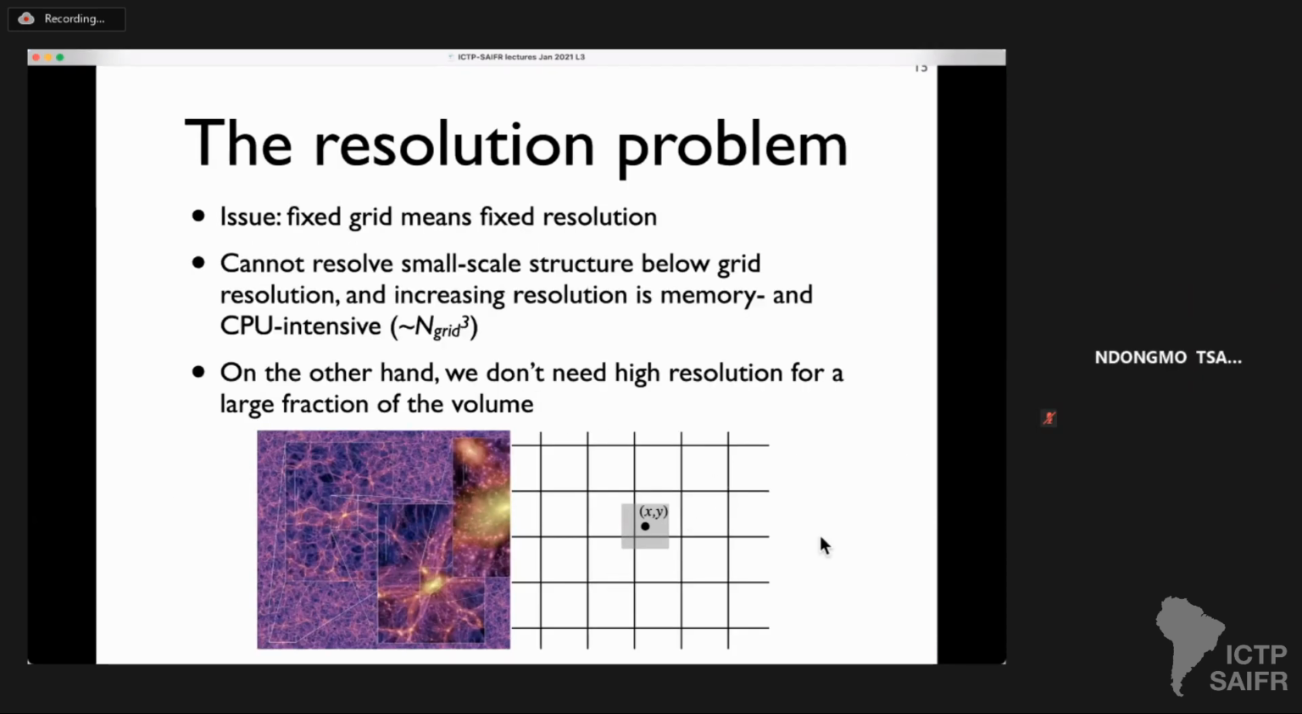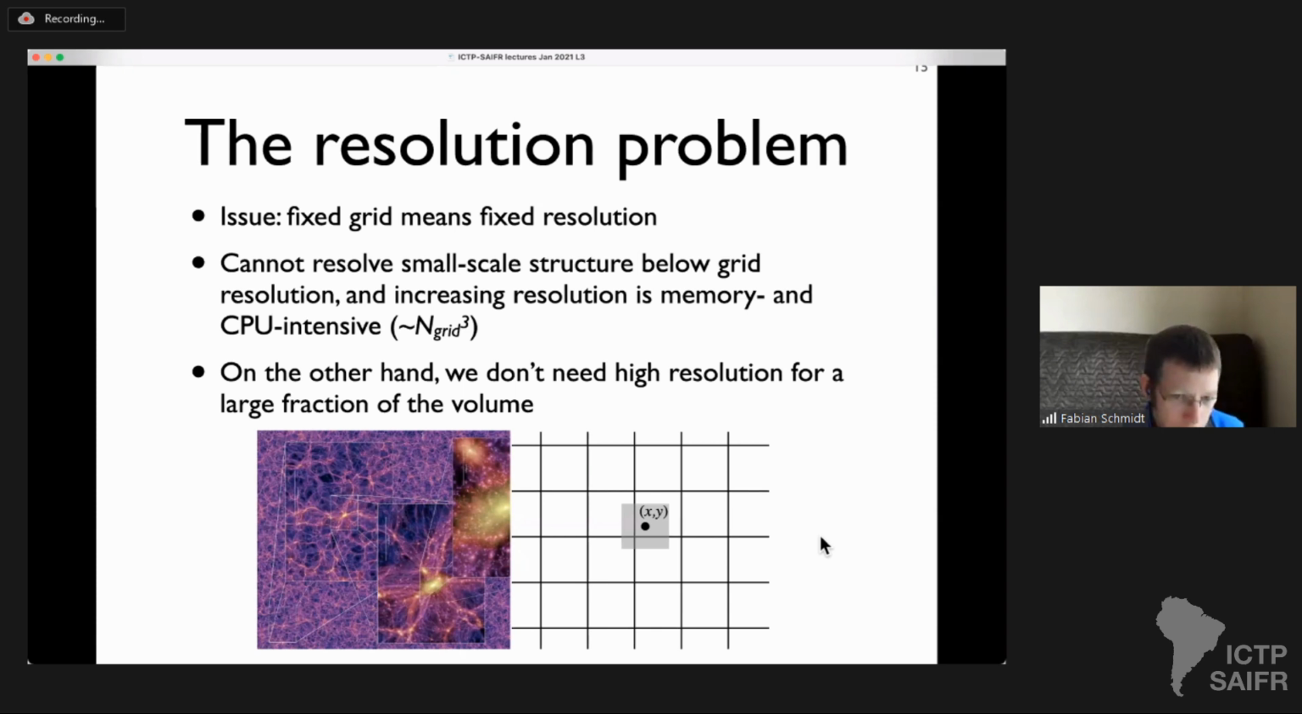Good. So now, of course, this has a downside, right? The downside is that whatever I do, my force resolution is limited to the size of this grid. I cannot resolve anything within the grid cell. So doing something like I showed here, the Millennium simulation, where I can zoom in and see all this beautiful structure, no way can you do it this way, because you would need an enormous resolution.